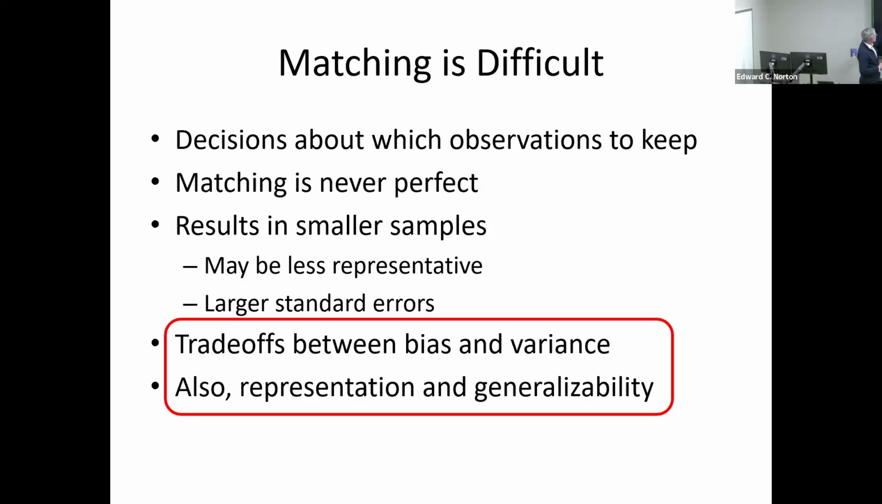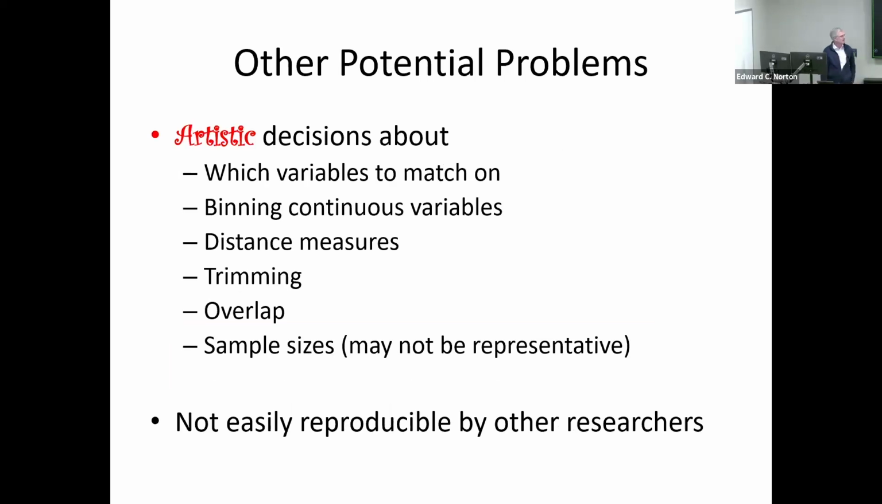And so you have smaller sample sizes, not representative, larger standard errors. We could talk about the trade-off between bias and variance. As you get smaller sample sizes, you get a better and better match, but then you're less representative. Issues about generalizability. Anyway, it's not perfect. And that is going to be a compare and contrast statement with entropy balance.